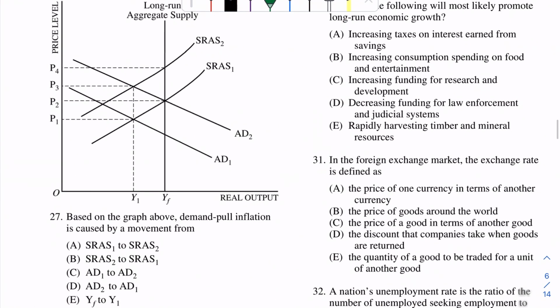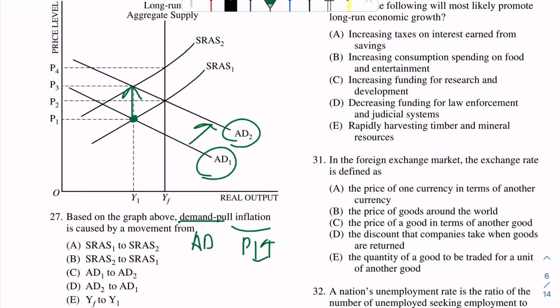27. Based on the graph above, demand pull inflation is caused by a movement from what? It's in the name. Demand pull inflation. Because it's inflation, you know that price level has to go up, and it's demand pull, so it has to be with aggregate demand. So AD1 to AD2. Okay. Inflation is price level goes up and it's because of an increase in the demand.